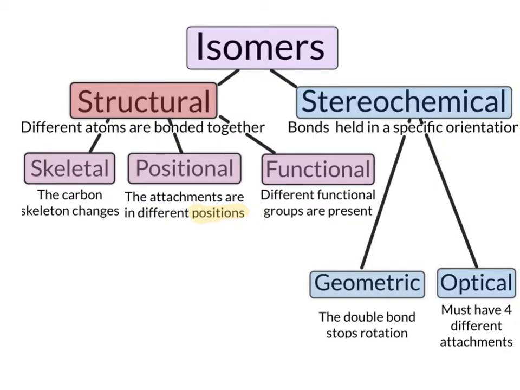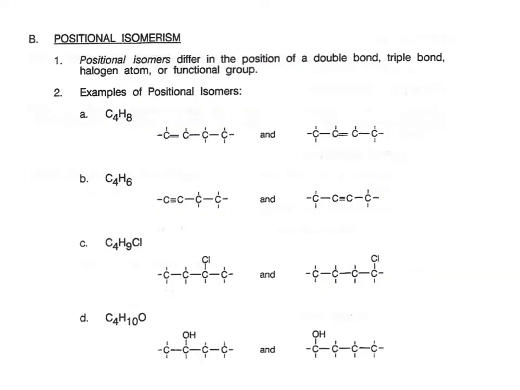For things like methyl groups and ethyl groups, those are not considered functional groups, so when their position changes, those are skeletal isomers. But when it's something like an OH or a chlorine or even a double or triple bond, then we can start to see positional isomers. Positional isomers differ in the position of a double bond, a triple bond, a halogen atom, or any other functional group. So we're going to look at some examples of different positional isomers for different classes of compounds.